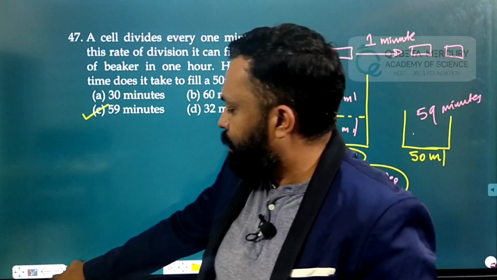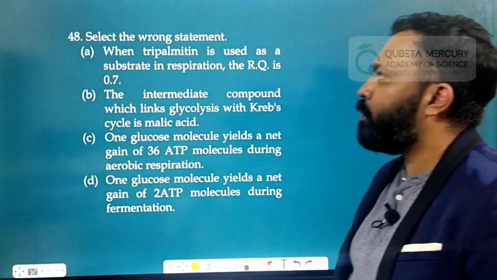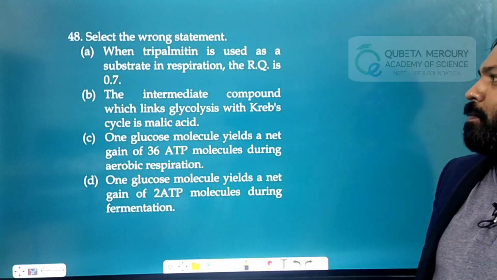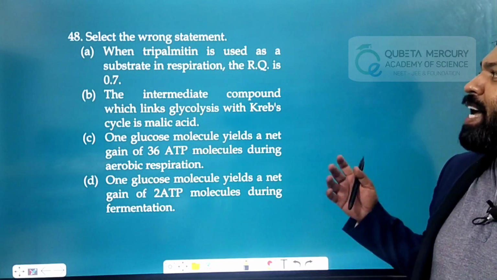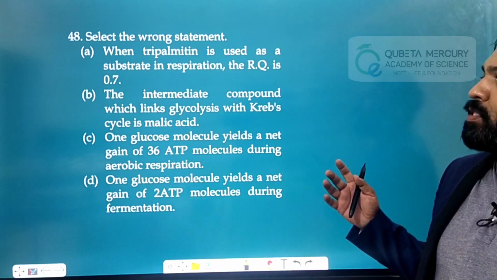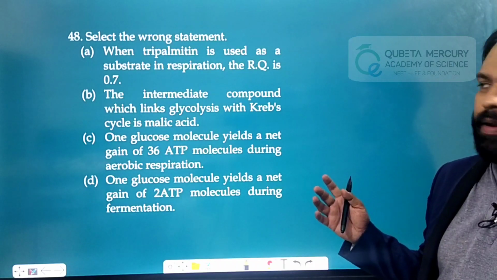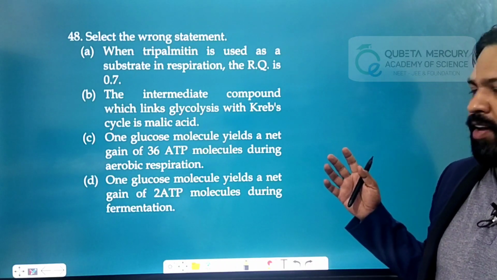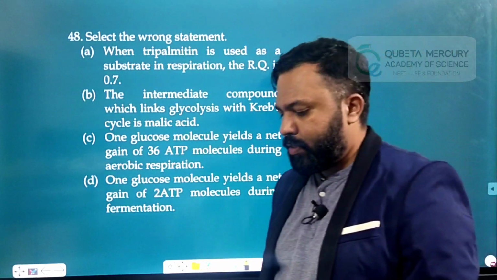Fine. Question number 48 is waiting for you. Select the wrong statement. A. When tripalmitin is used as a substrate in respiration, the RQ is 0.7. Is it true or false?